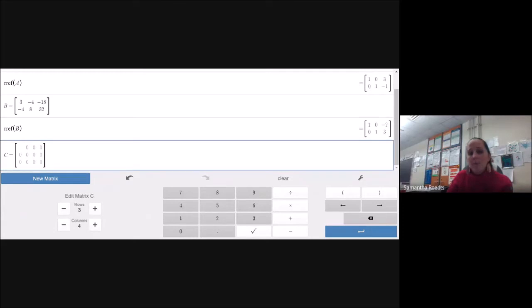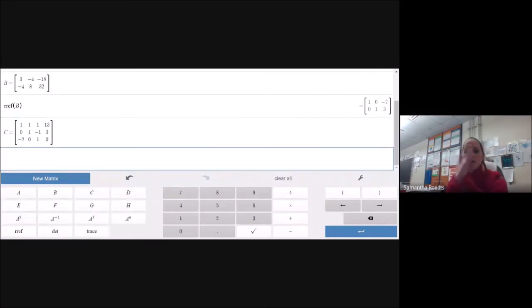So I have x plus y plus z, so 1, 1, 1, 13. And then I have y minus z equals 3, so there's no x values, so 0, 1, -1, and 3. Okay. And then my last one is z equals 2x, so I need to move the 2x to the other side. So that gives me -2, 0, 1, 0. Okay. So here's my new matrix, matrix C.